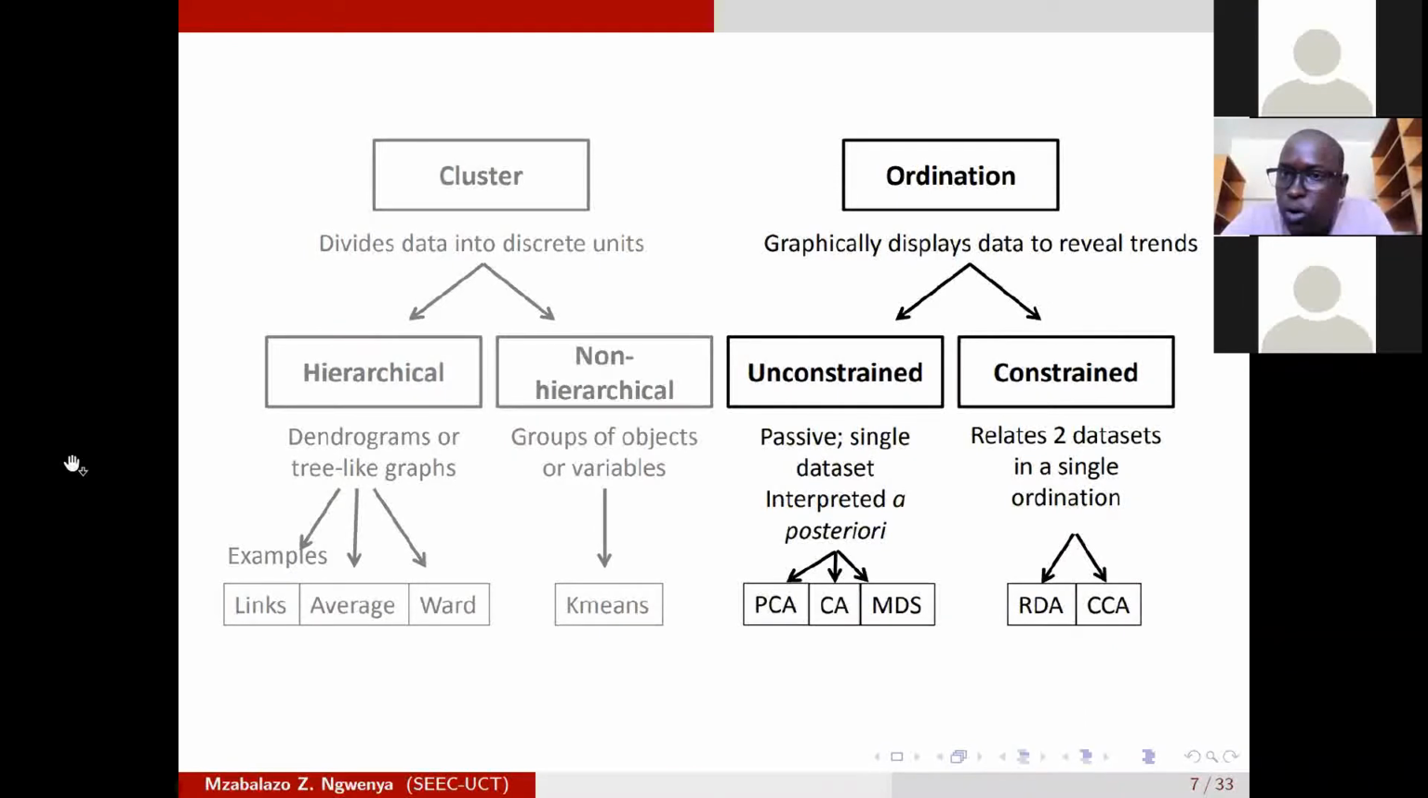Then we said in our constrained ordination, we are trying to relate two data sets. So we're trying to relate our data of species compositions, that is our L matrix, to a matrix of environmental variables at the different sites. That's our R matrix. So we've got two data sets there. You can have more, but the starting point is always two. So examples of constrained ordination methods are RDA, which is redundancy analysis, and CCA, which is canonical correspondence analysis.